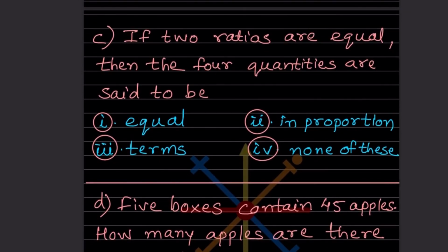The next one: if two ratios are equal, then the 4 quantities are said to be. So here, when two ratios are equal, what are you going to write as the correct option? Then the 4 quantities are said to be in proportion. So this is going to be the right option. You got it? Because if the ratios are equal, they should be in proportion.